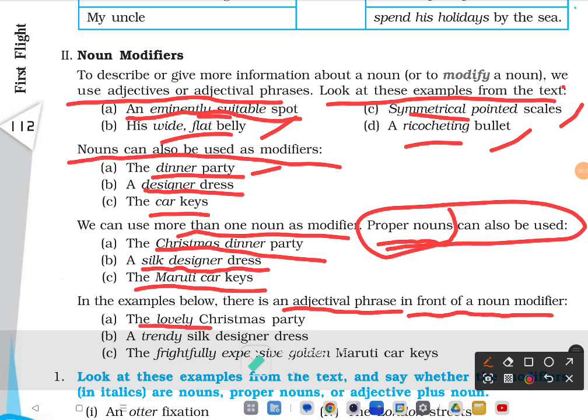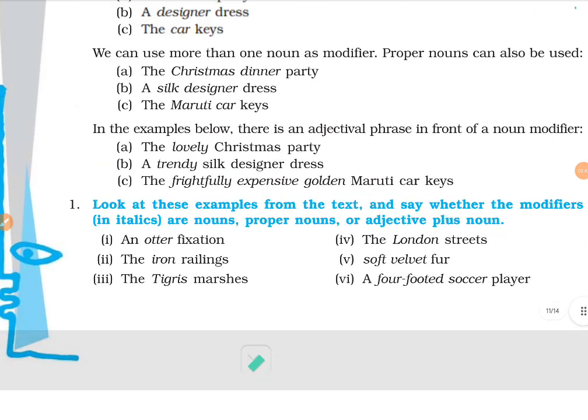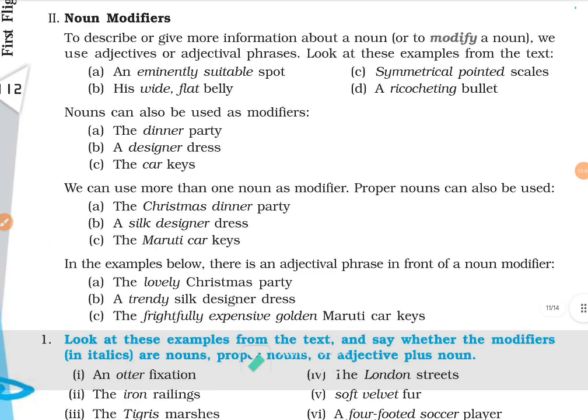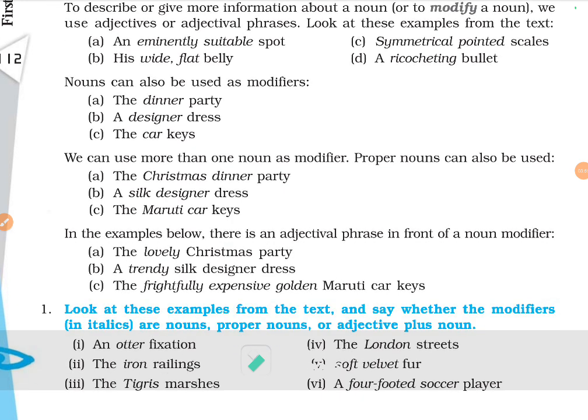The lovely Christmas gift. Lovely is an adjectival phrase. A trendy silk designer dress. Trendy is the adjectival phrase. The frightfully expensive golden Maruti cars. Frightfully, an adverb; expensive, golden, these are the adjectival phrases, right? Let's come to the task. I hope you understand what a noun modifier is. A noun modifier modifies another noun. Sometimes you can use not only a common noun, you can use a proper noun also.